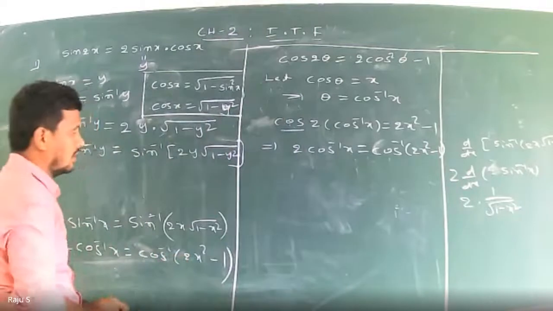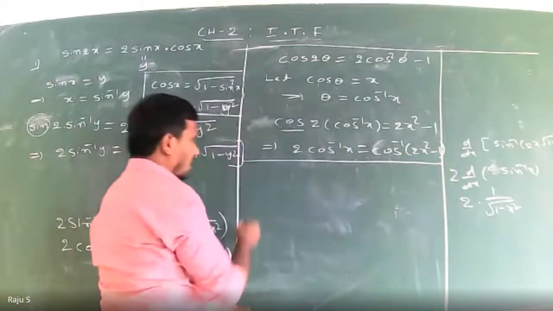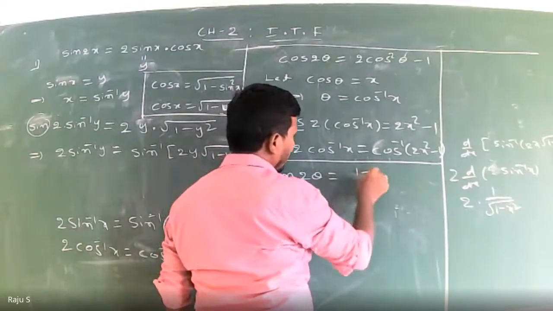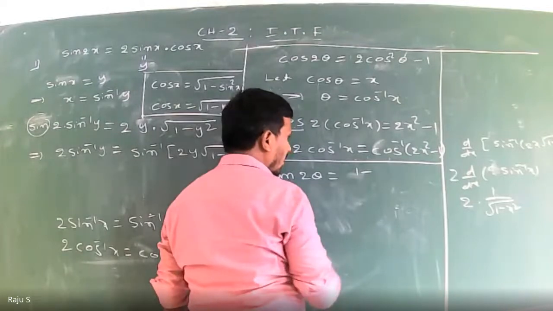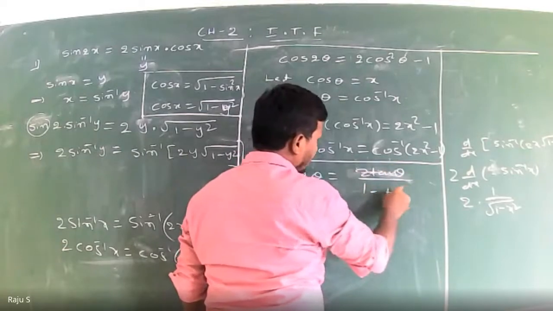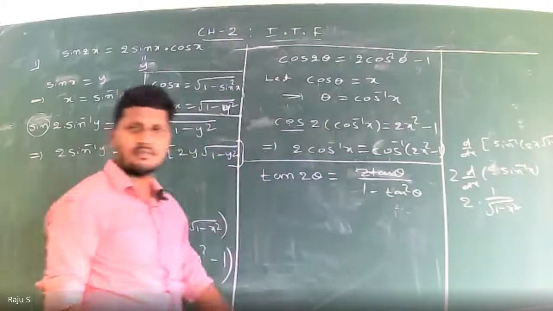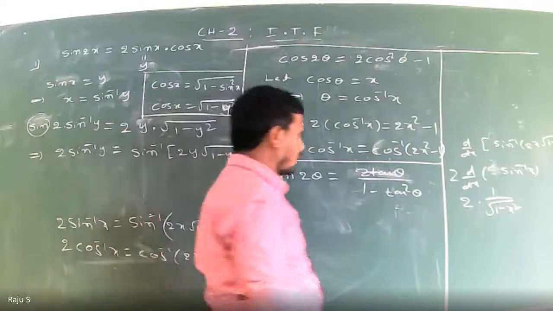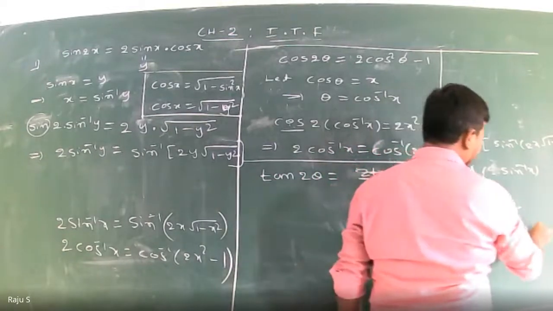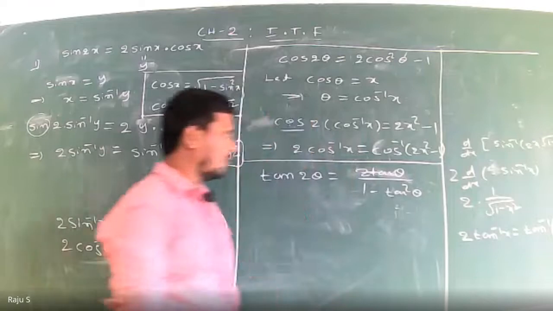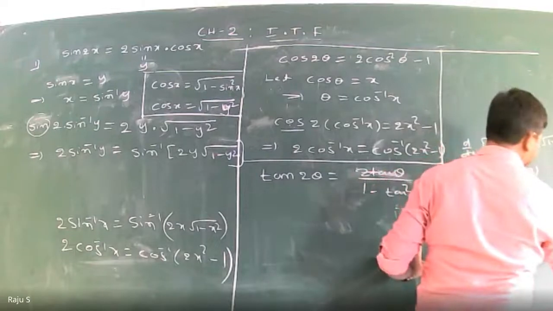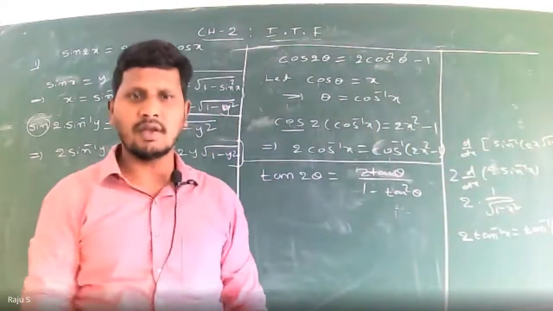Not only this, you can derive tan 2 theta as well. What is the tan 2 theta formula? Tan 2 theta is equal to 2 tan theta by 1 minus tan square theta. Yes or no? This is the formula. So 2 tan inverse x is equal to tan inverse of what? Can anyone tell the formula of 2 tan inverse x? It is 2x by 1 minus x square.